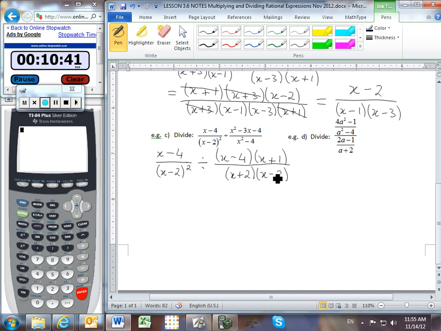Now, we know that when we divide by a fraction, that means that we should multiply by the reciprocal. And so in our next step then, our first expression is just the same. Maybe I'll just write out that (x minus 2) times itself. And now we're multiplying by the reciprocal of the second expression.